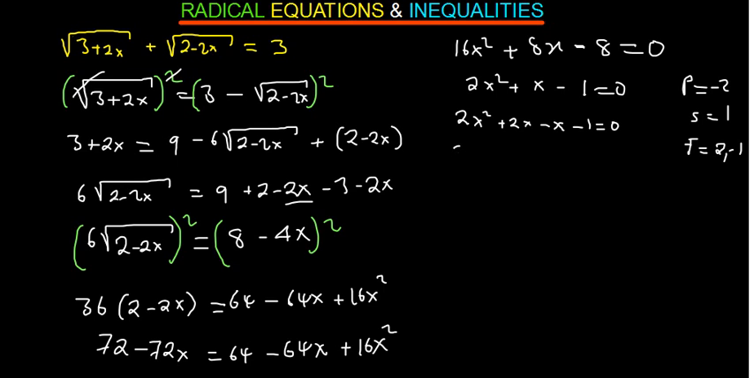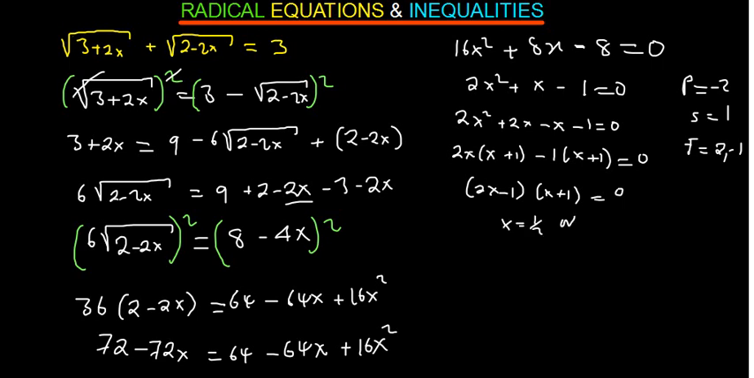Factorize out the first two. We are going to have 2x open brackets x plus 1. And then the last we're going to have negative 1 and then x plus 1 equal to 0. So this is going to be 2x minus 1 times x plus 1 is equal to 0. So if you equate this one to 0, you are going to find that x is 1 over 2. If you equate the other one to 0, you're going to find that x is equal to negative 1.